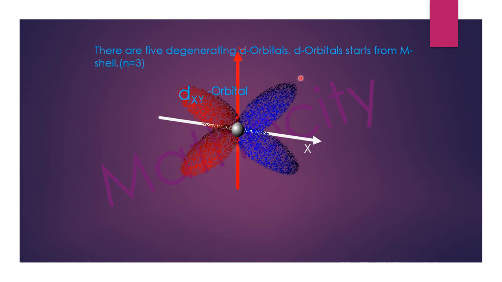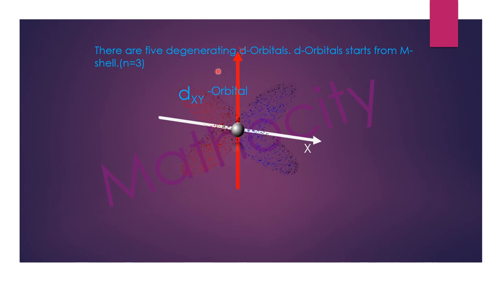Observe this one. This is the plane. In the xy plane, the electron cloud is oriented. So this is the dxy orbital. If the electron cloud orients in the xy plane, then it is the dxy orbital. So, d orbitals are double dumbbell in shape. Observe this one. What is the shape of this one? Double dumbbell. So, there are five degenerate d orbitals.